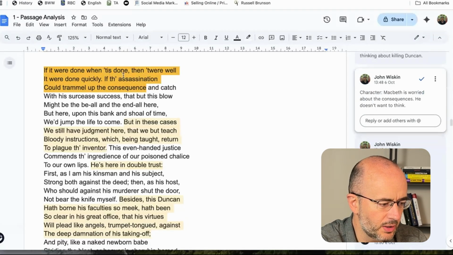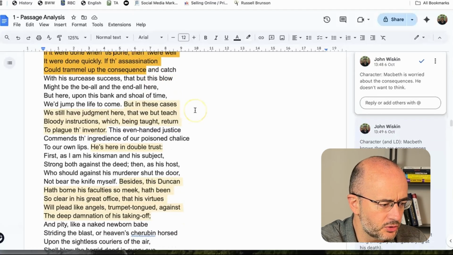The second one's a little bit longer, when he says, "'Tis done, twere then twere well overdone quickly, if the assassination could trammel up the consequence." And I mentioned a good thing to look at is definitely character. So a simple annotation can be one sentence. In this case, Macbeth is worried about the consequences. He doesn't want to think about the bad things that will happen. So really simple and straightforward.